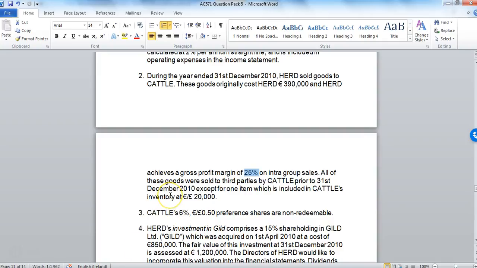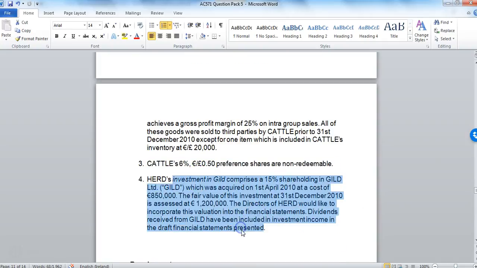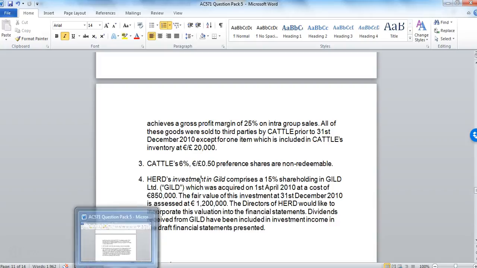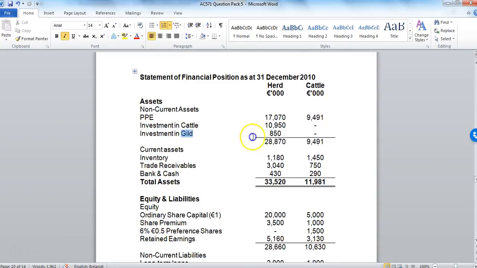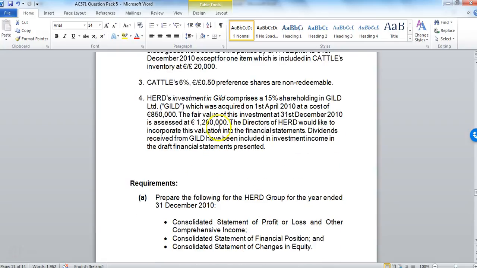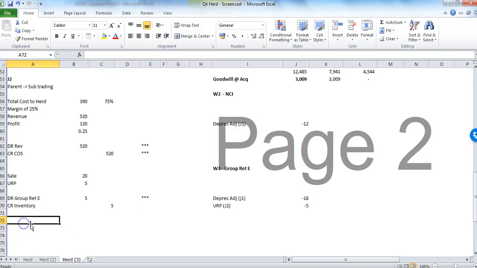The other thing to watch for intergroup trading is any intergroup balances, but we're not told there's any intergroup balances at the year end, so we don't need to worry about that. There's no adjustment for note 3, but there is an adjustment for note 4 that we're told the investment in Guild, which is in the statement of financial position of 850, has now been revalued to 1.2 million. So for journal 3, this is a simple investment because you have no significant influence. So it's a simple investment, and you account for it under IFRS 9. So when you make the fair value adjustment, you're going to debit investments.